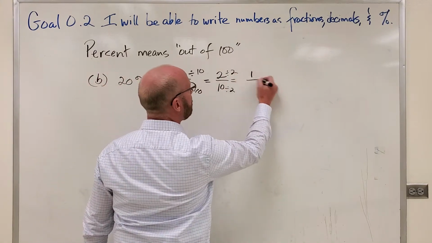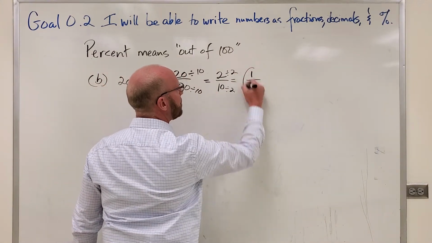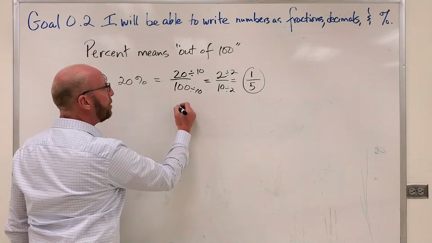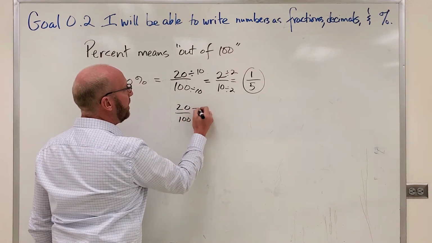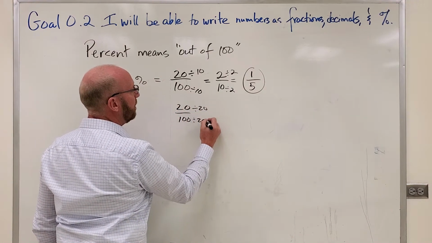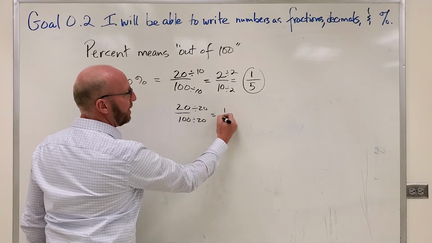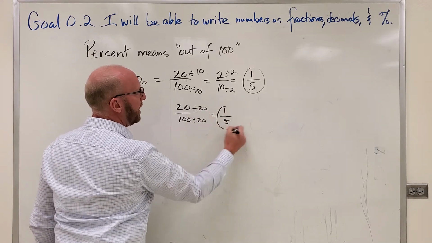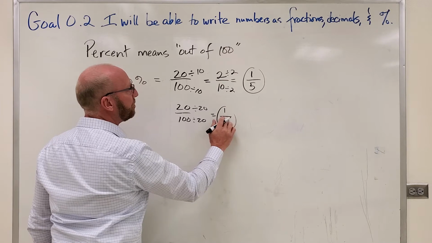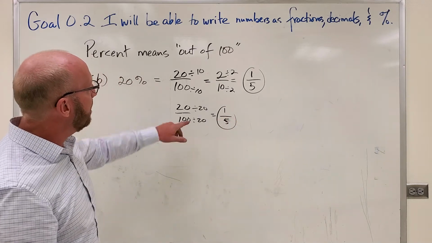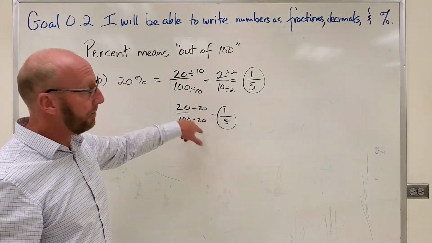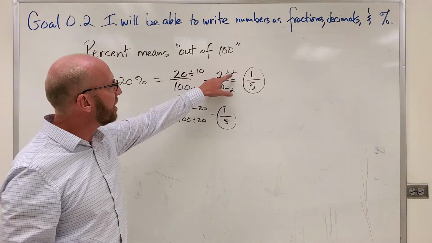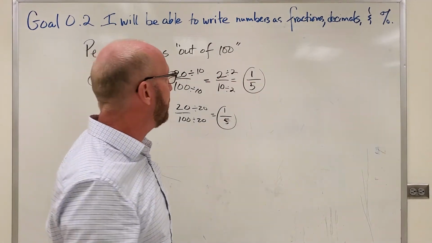2 divided by 2 is 1. 10 divided by 2 is 5. So the answer is 1/5. I could have divided by 20 to start with. How many 20s in 20? 1. How many 20s in 100? 5. Same answer. So if you find the largest number, the greatest common factor, fine. If not, you can keep this process until you get to a reduced fraction.